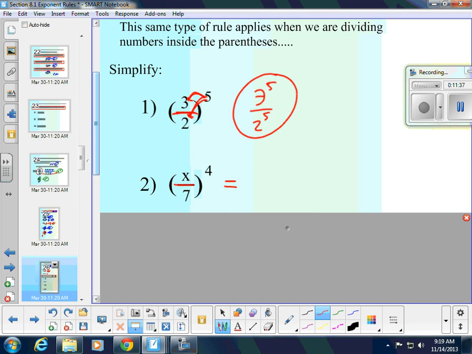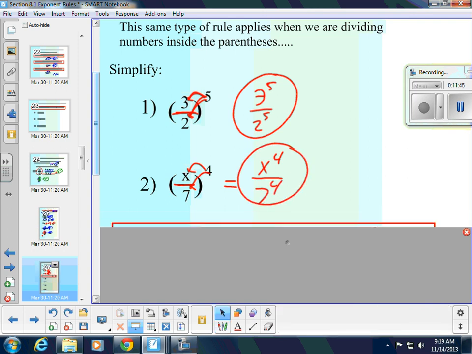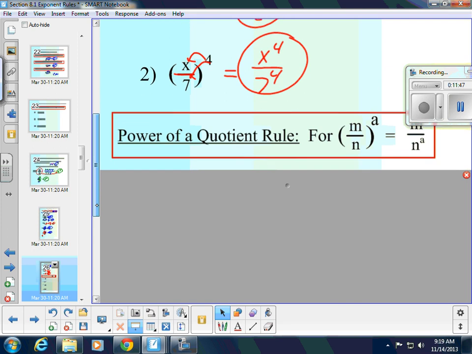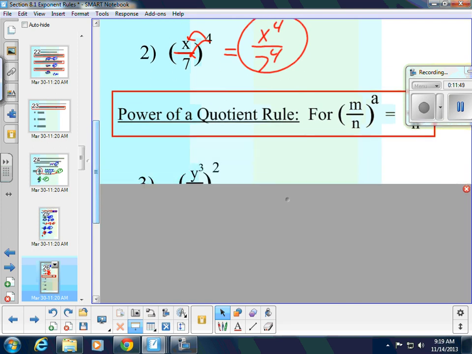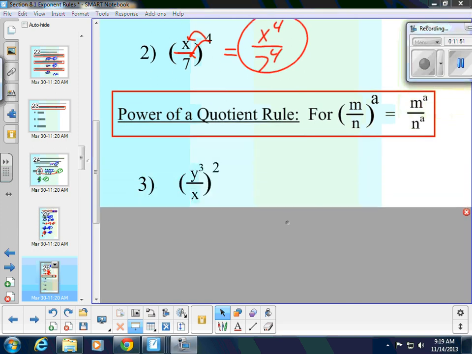And same thing with this one. Because it's a division line, I can just apply this 4th power to each thing and get x to the 4th over 7 to the 4th. So that's the second rule I want to show you today. Again, if you're taking notes along with me, write that down. Here is the rule in the red box there. The power of a quotient.